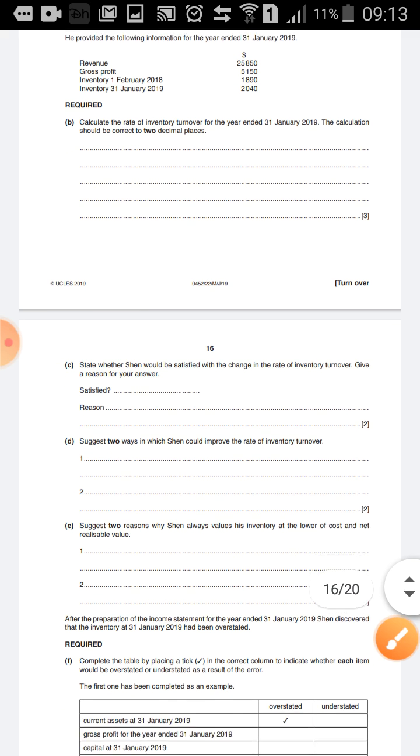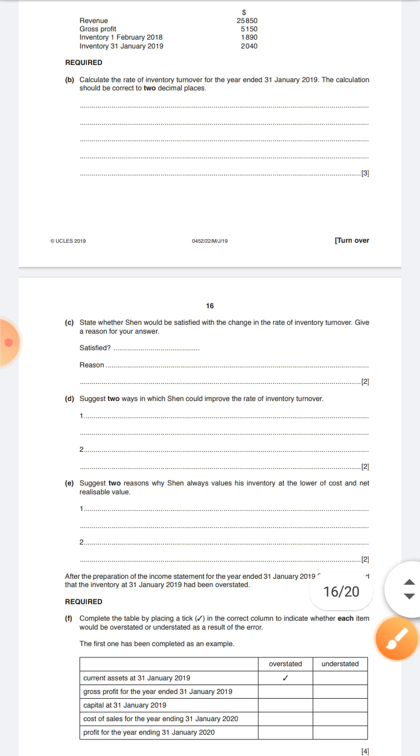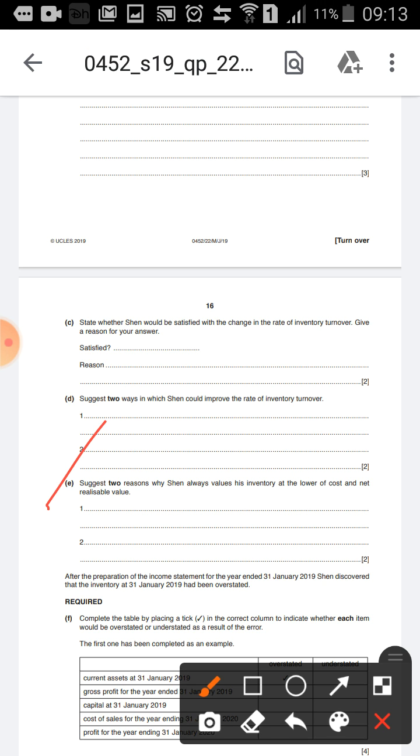And then state two reasons why Shane values his inventory at lower of cost and net realizable value. Okay, so this is a thing that this also must be there. I'm telling you the meaning of the question.